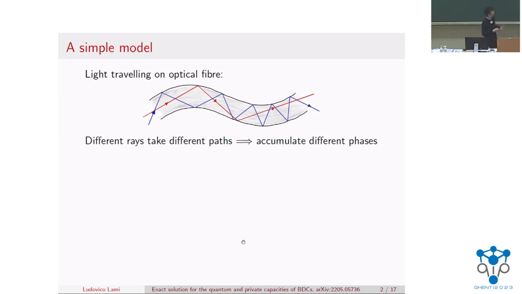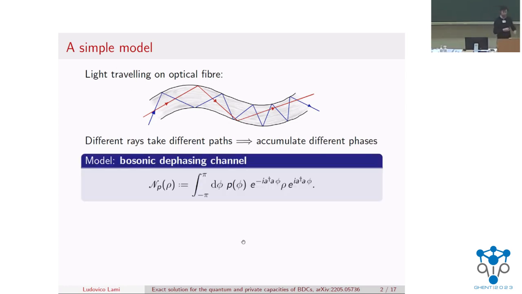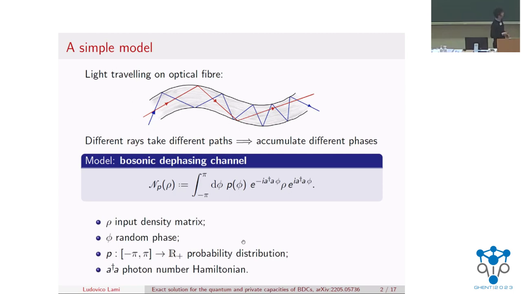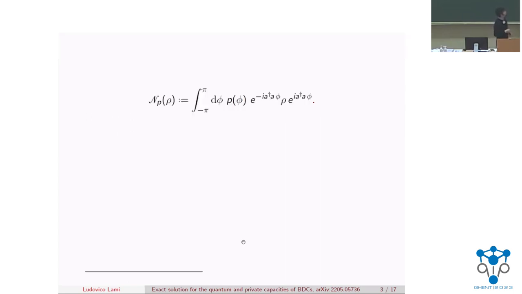And so how can you model this? Well, you can think of this bosonic dephasing channel model in which you have a phase randomization that happens with some probability distribution P, defined on the angles. And here you see the canonical Hamiltonian of the bosonic field, which is just A dagger A, where A is the annihilation operator. So basically, this just adds a random phase to your input density matrix. So this is the channel.